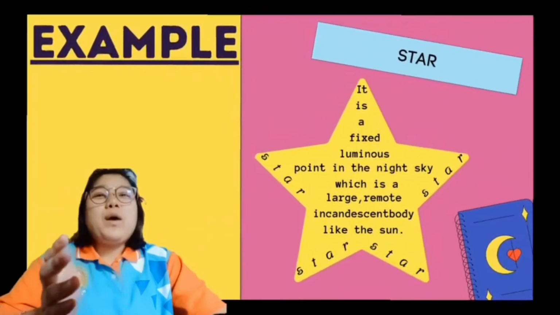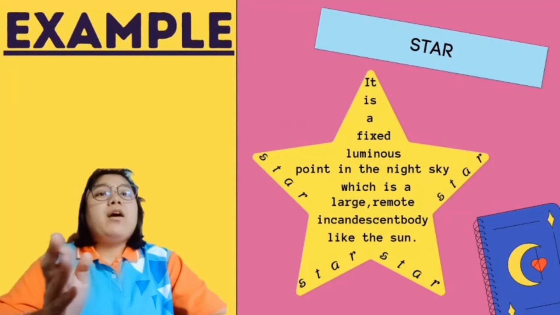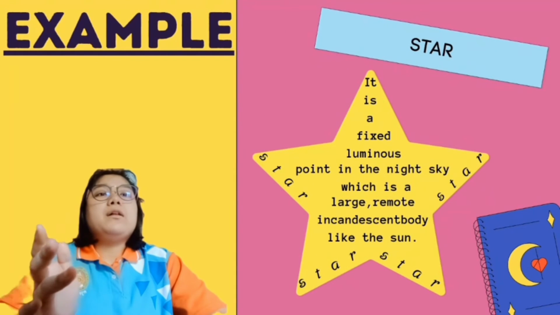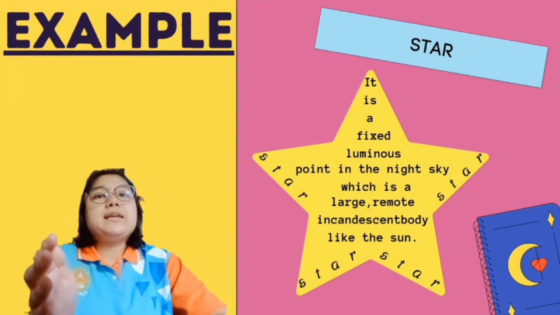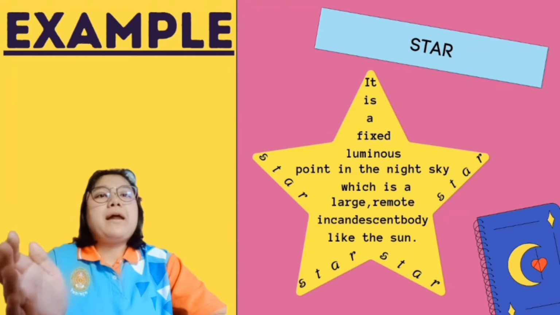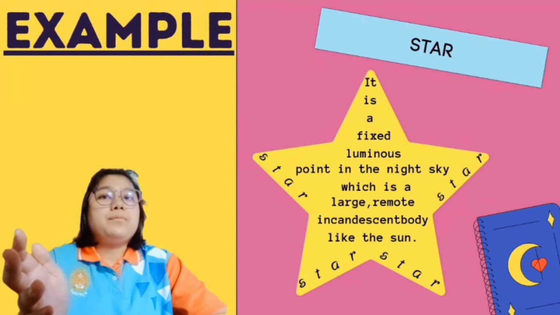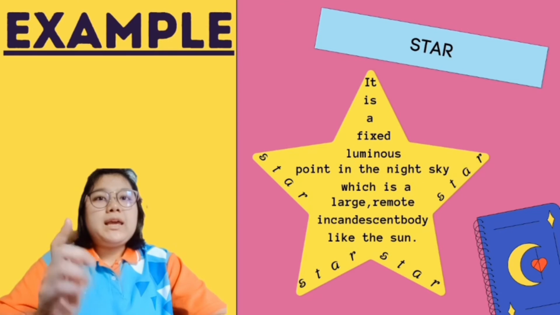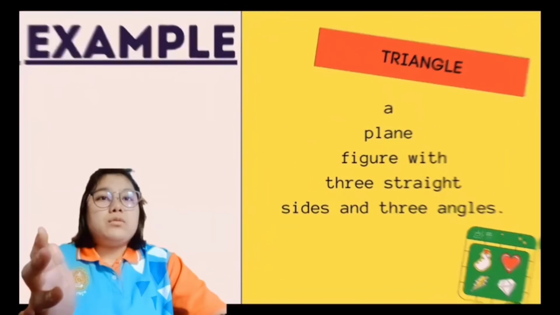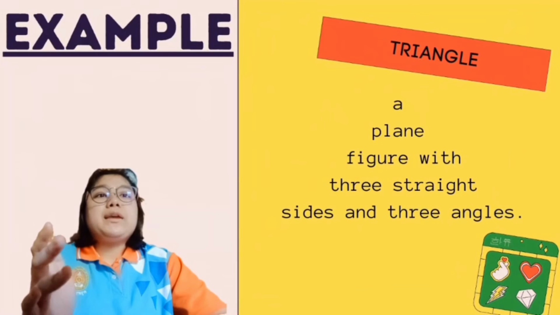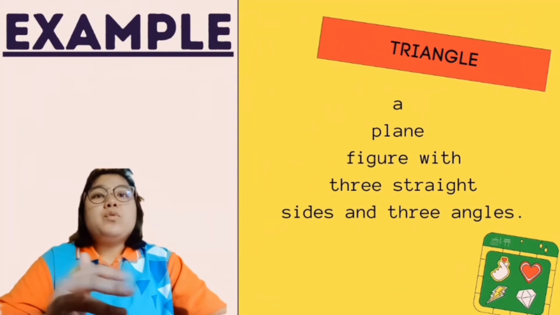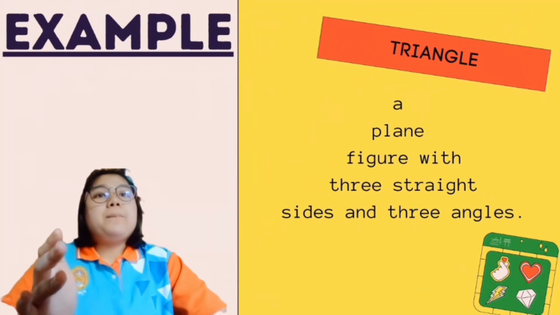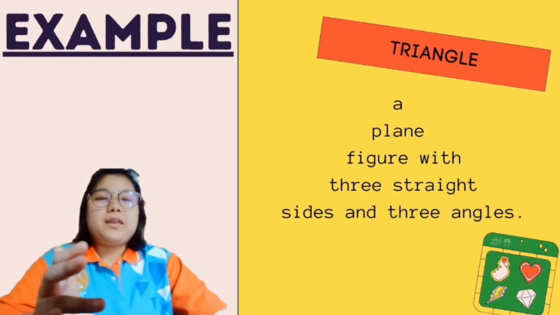Okay, and this one here is the shape of a star. If you have a look at the words, you can see that the words are all describing a star. And the last one is the shape of a triangle. If you read the words, you can see that the words all match the topic of the triangle.